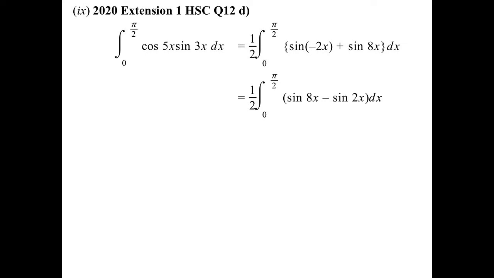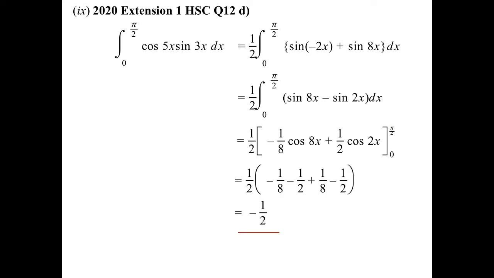The reason why is actually we're used to seeing it as sine cos, not cos sine. So I'm actually going 3x minus 5x. So I get minus 2x, but sine is an odd function. So that's the same as minus sine 2x. Now I can integrate. Substituting in, we get our answer.